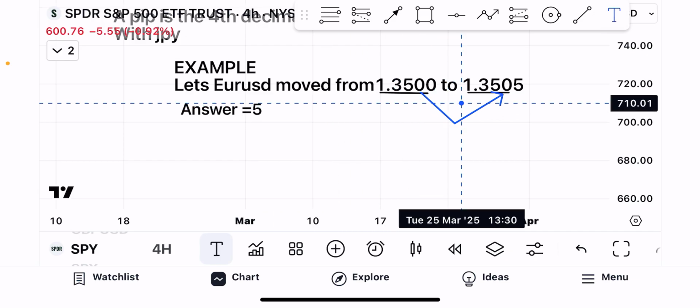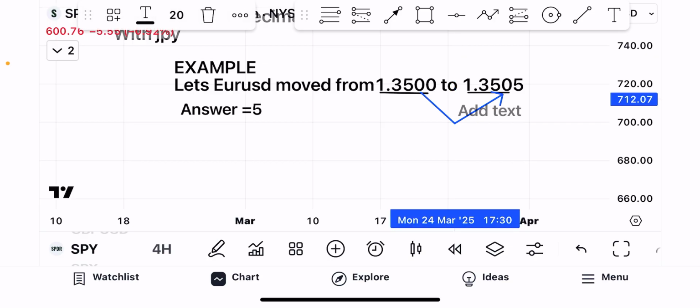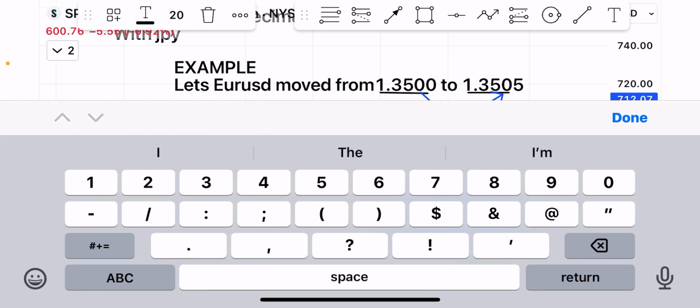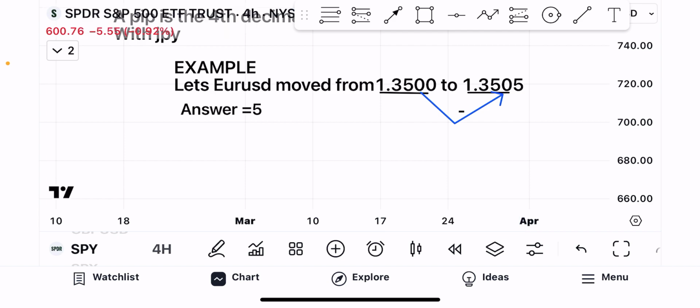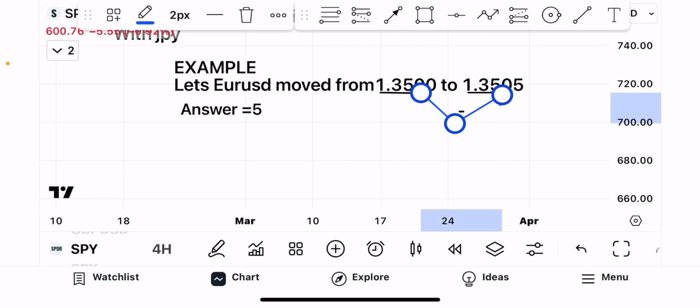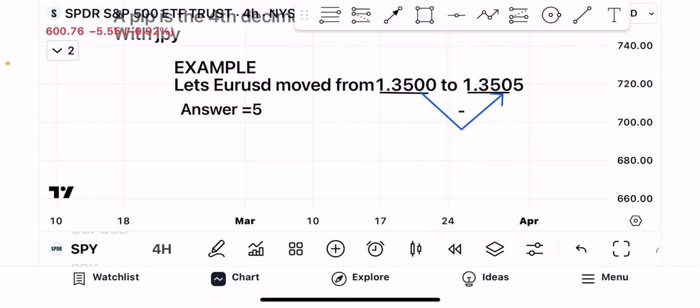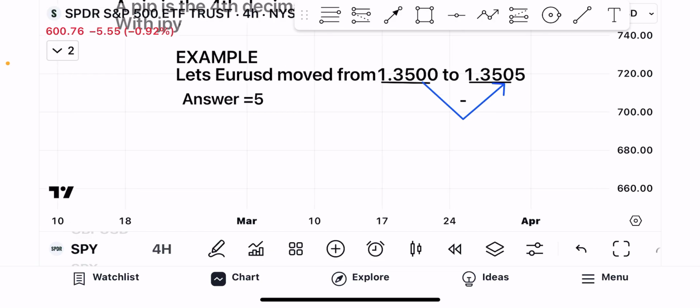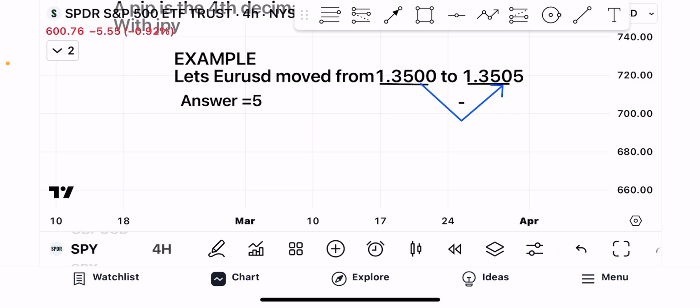You have to minus this from this to give you what you are looking for. This minus this gives you the pip value. So entry minus this price. When we say Euro USD has increased from 1.3500 to 1.3505, it means that we moved up by 5 pips difference.